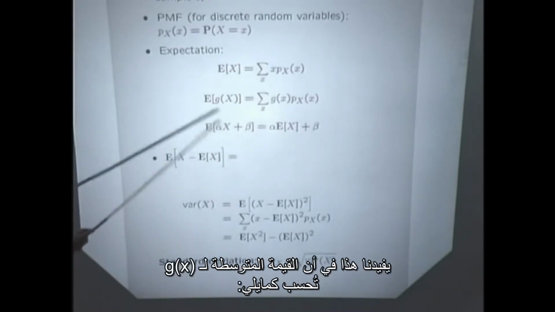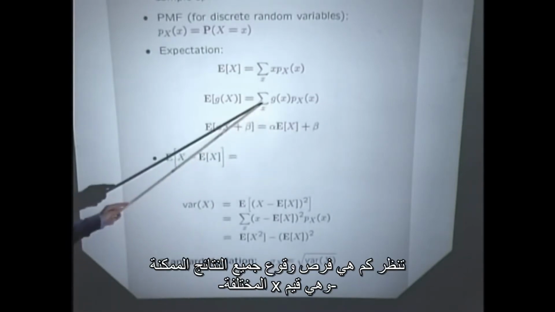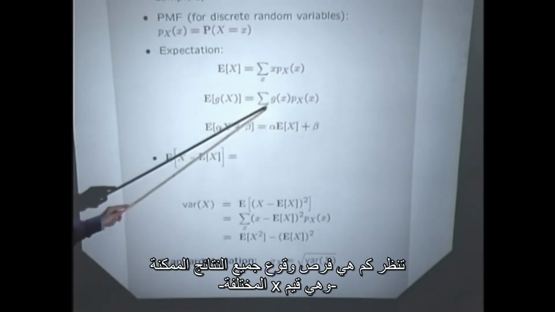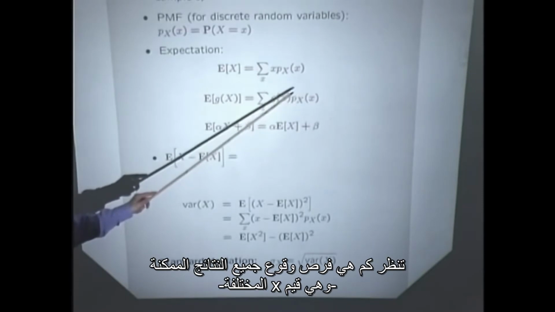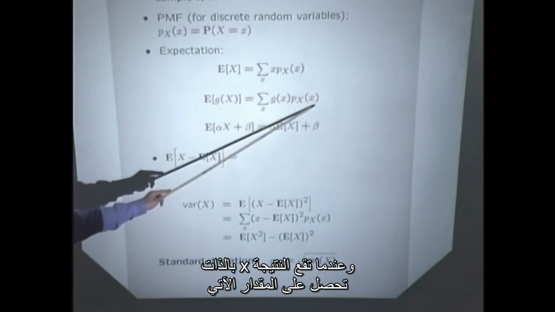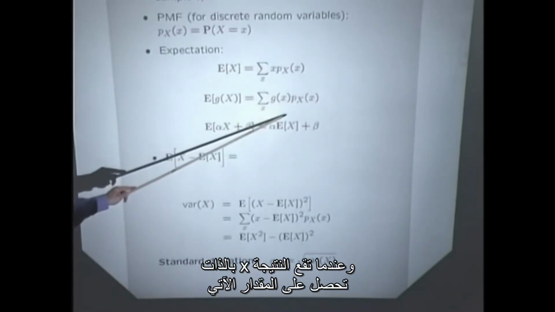And what this is saying is that the average value of g of X is obtained as follows. You look at all the possible results, the x's, how likely they are, and when that particular x happens, this is how much you get.